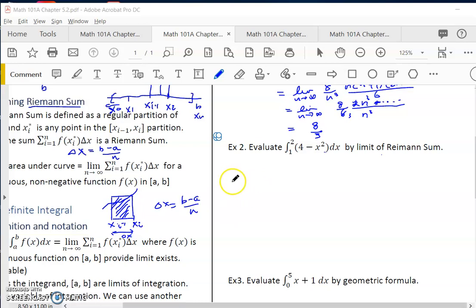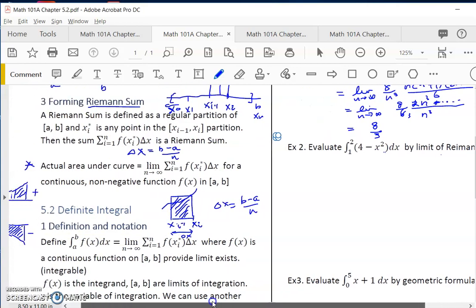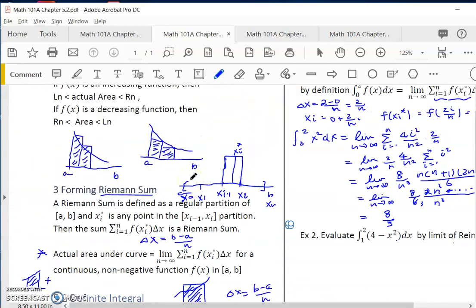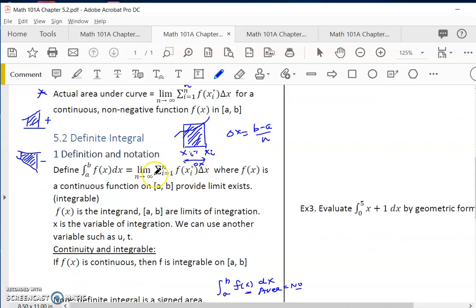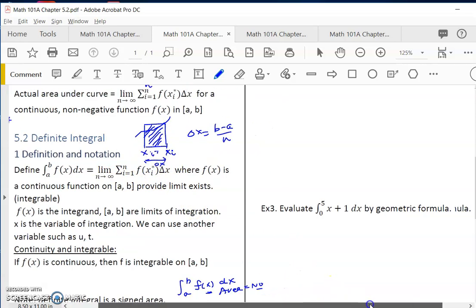Continue with definite integral. We said that calculating a definite integral is actually a more relaxed version of finding area. It is still a Riemann sum, the limit as n approaches infinity. It means you cut the function into n small rectangles, a lot of them, and each rectangle's area is f of xi times delta x.